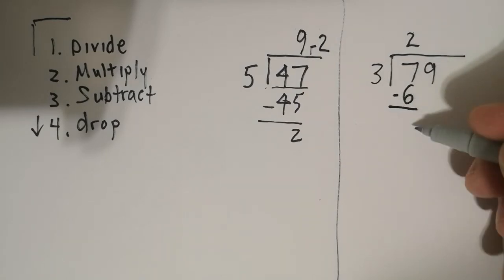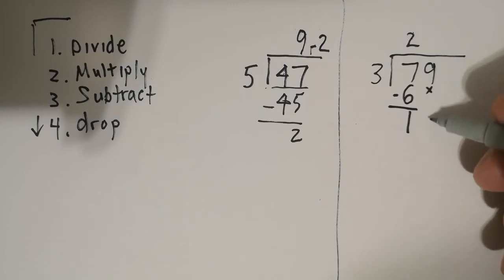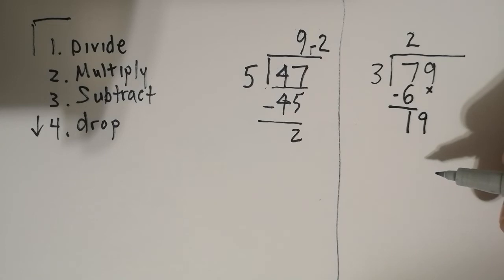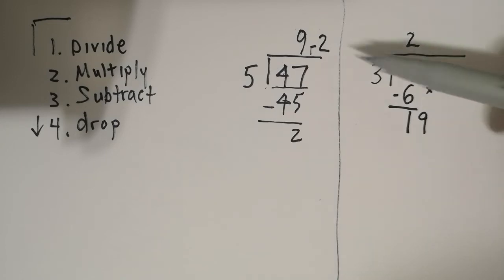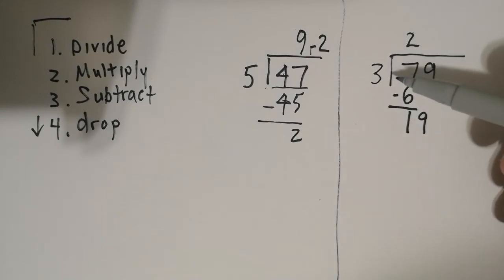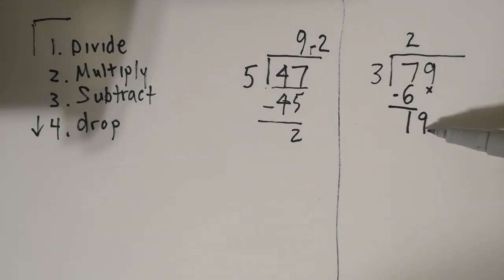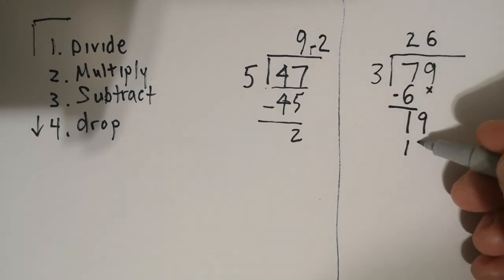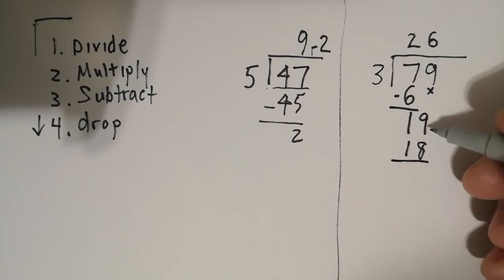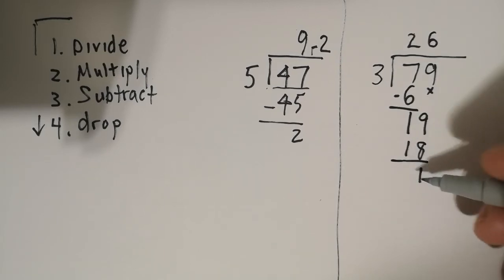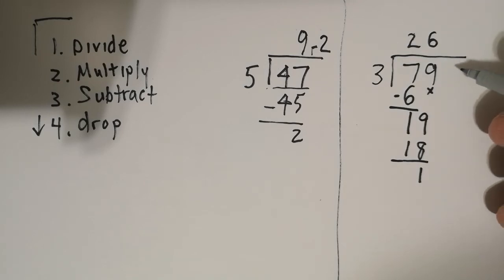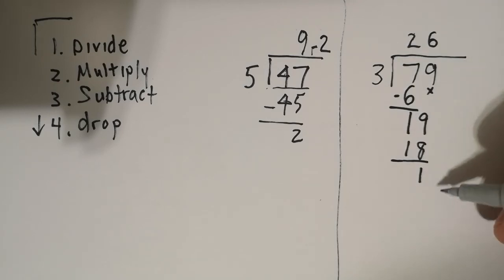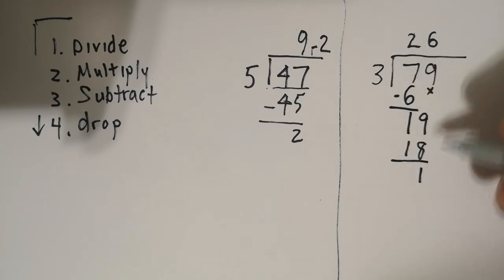I will subtract the 6 from the 7, leaving me with 1. And then step 4 is to drop, so I will bring this 9 down to there. Okay, now I'm going to return to step number 1, which is division. How many groups of 3 can I get out of 19? Well, I can get 6, because I know that 6 times 3 is 18. 19 subtract 18, well, 9 minus 8 is 1, and the two 1s will cancel themselves. And no more numbers down here, so I can't drop anything down. So therefore, this 1 is going up here as my remainder.